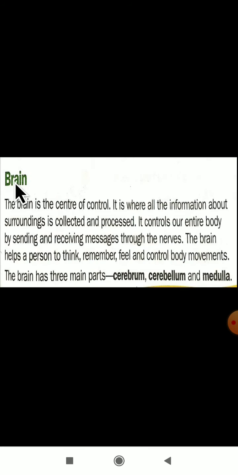Let us see here. The brain is the center of control.